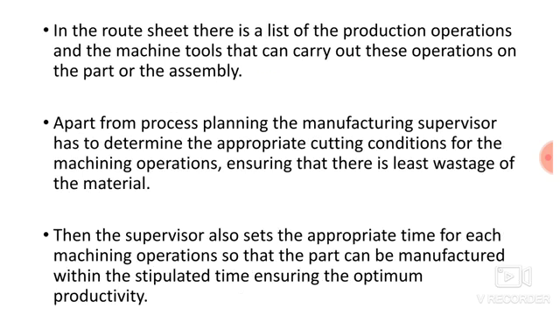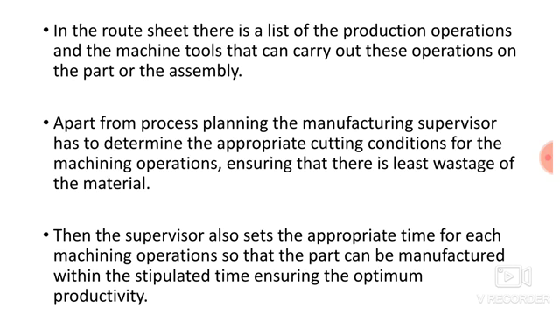Then in the route sheet there is a list of production operations and the machine tools that can carry out these operations on the part or on the assembly. So basically the route sheet consists of various operations that have to be carried out on the product, and then the various machines which are required for carrying out those operations. Then the various cutting tools which are required on that machine tool.